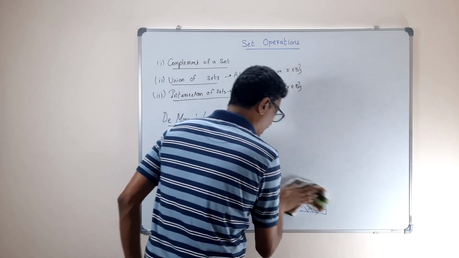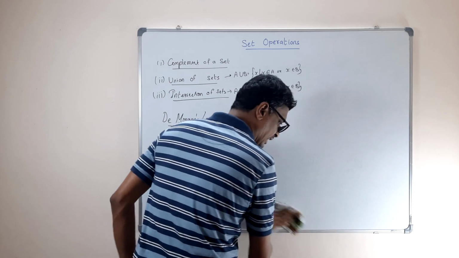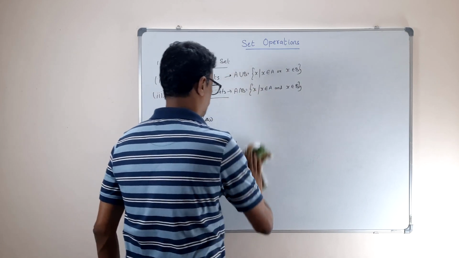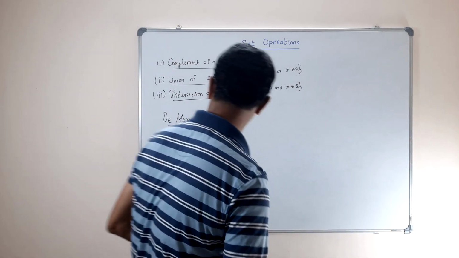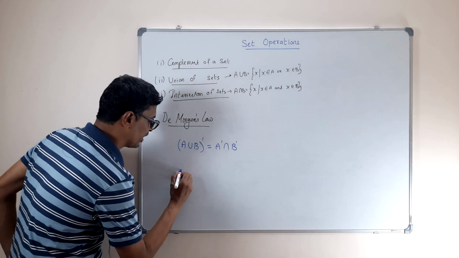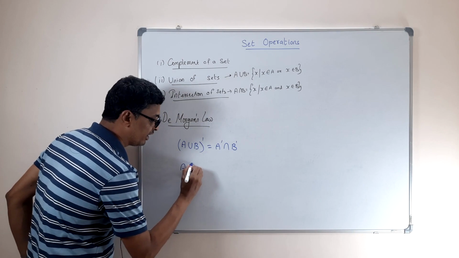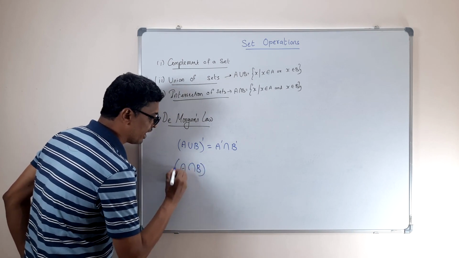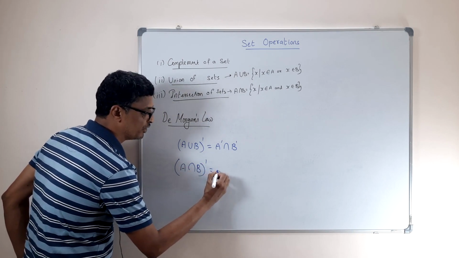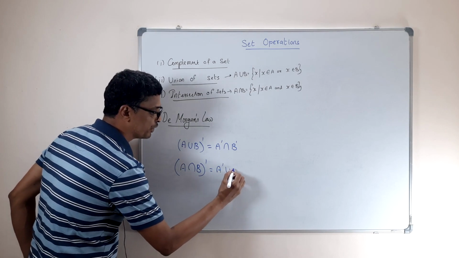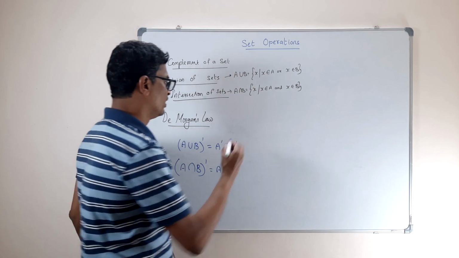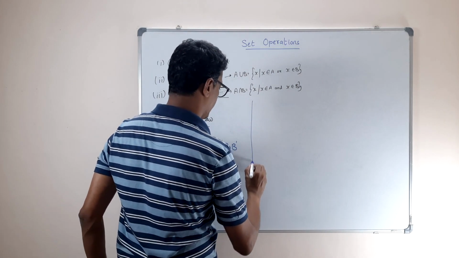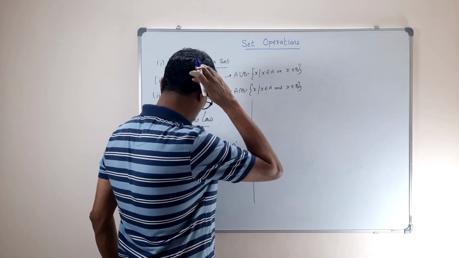And in fact the reverse is also true. In De Morgan's law, what do you mean by reverse? Can you tell me? A intersection B and its complement will be A complement union B complement. You want to prove it? With a Venn diagram or set builder form? Okay, let us do the same way.